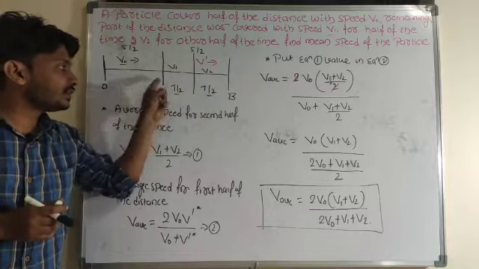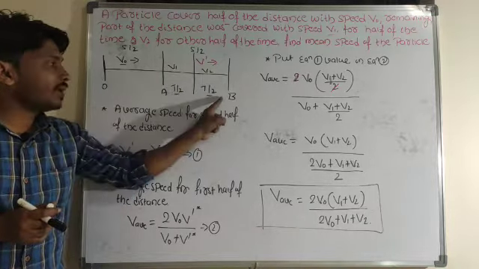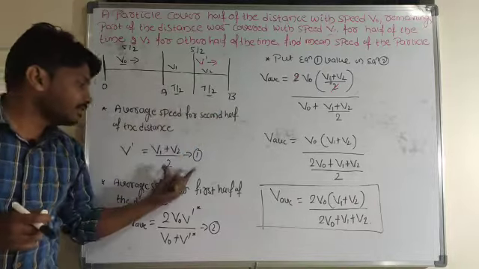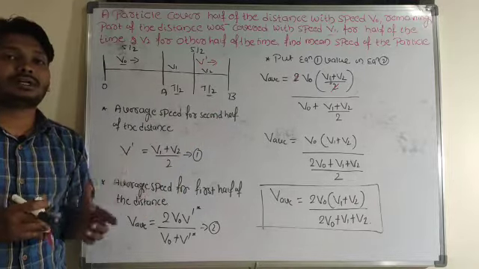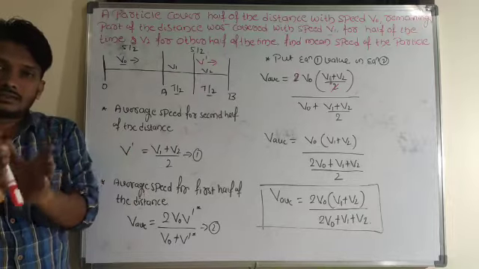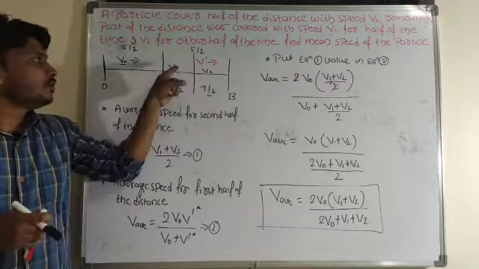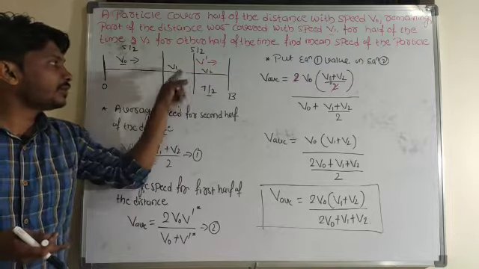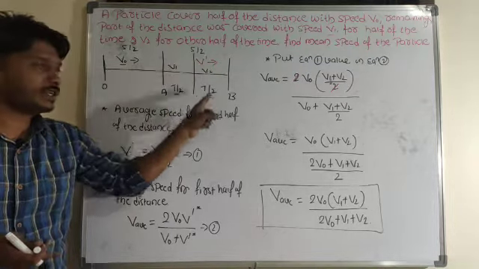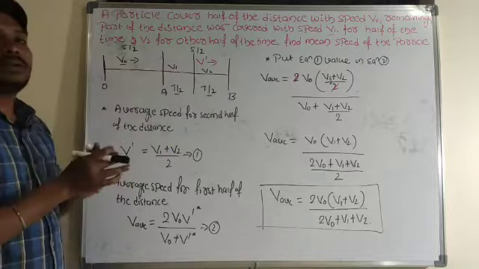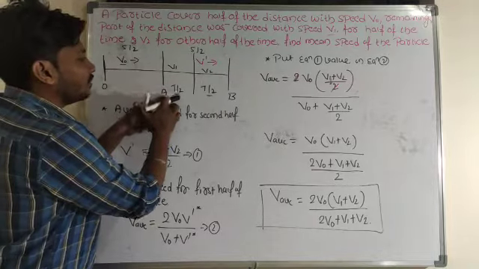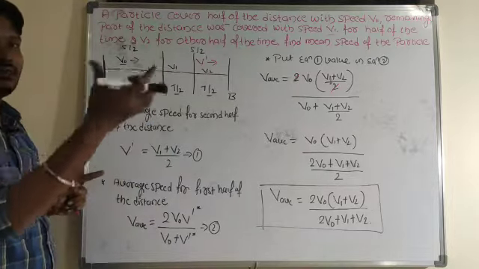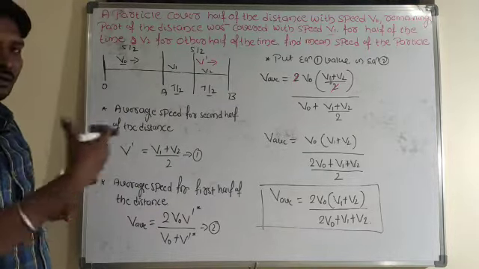In the second half of the journey, while moving from A to B, the time is the same. If the time is the same, this is the connecting formula: average speed is equal to first speed plus second speed divided by 2. What is the first speed here? Moving from A to B, the first speed is V1. So V1 plus V2 by 2. So this is the average speed of the body in order to move from A to B. So time is the same means the generalized formula is first speed plus second speed divided by 2.